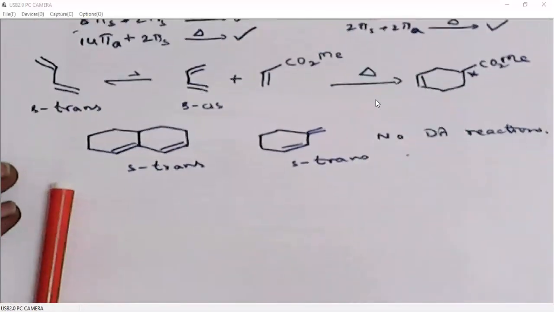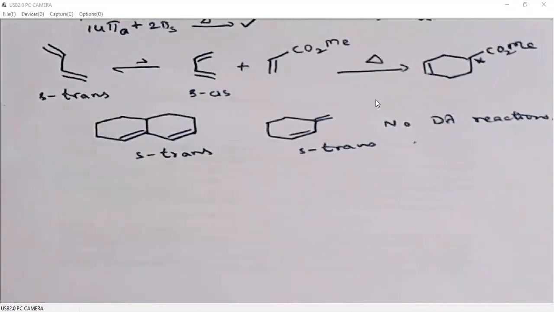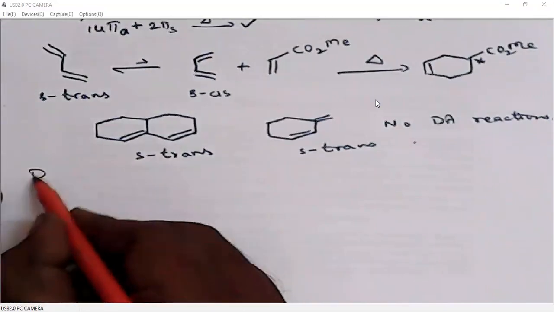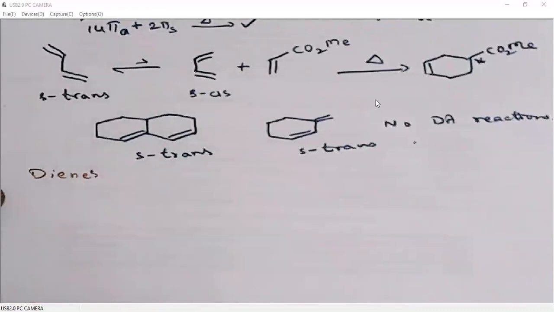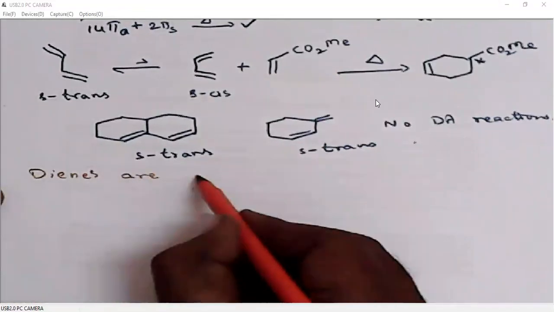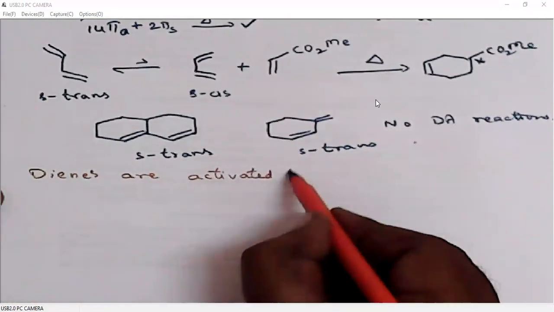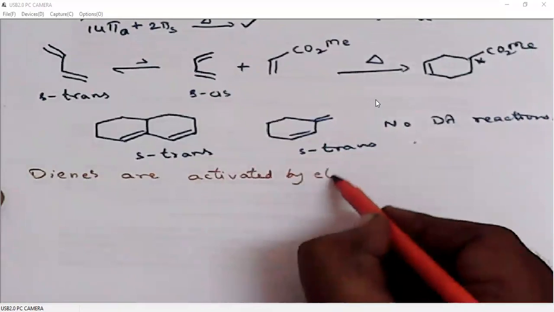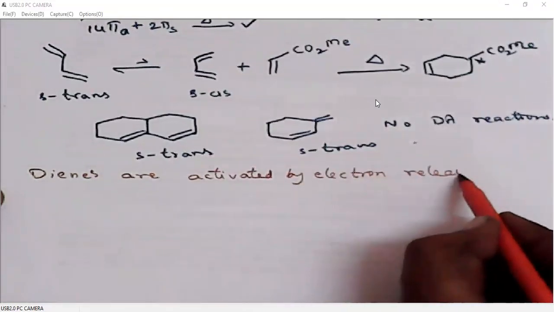Now I'll give some examples for dienes, some examples for dienophiles. As I said, dienes must be activated by electron releasing substituents. So dienes are activated by electron releasing substituents.